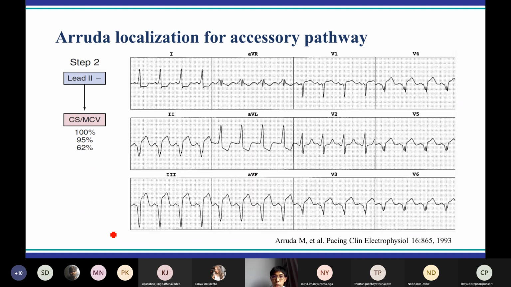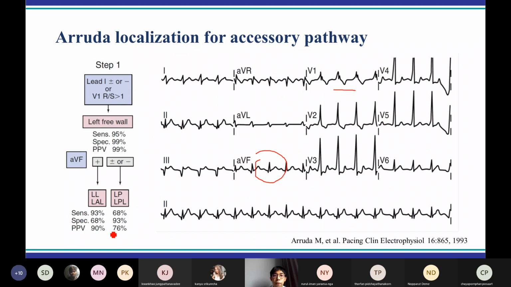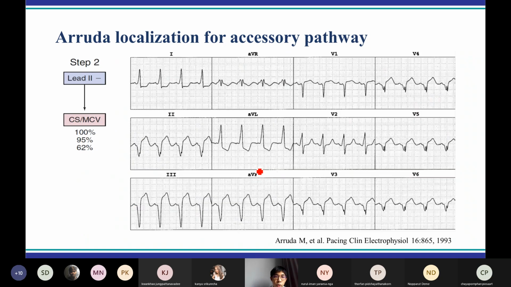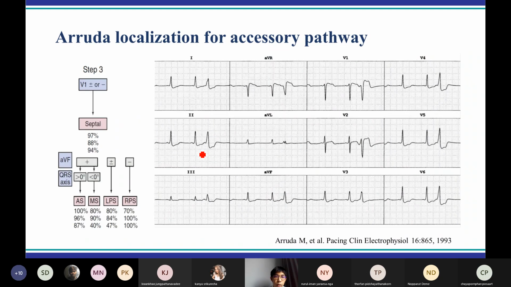And this is step 2. If the ECG is not consistent with step 1, you go to step 2 and look at lead 2. If lead 2 is negative, the delta wave is negative, you can tell that the accessory pathway is in the coronary sinus or in the middle cardiac vein. And if the ECG is not consistent with step 1 and step 2, you go to step 3. In step 3, look at V1, but look at the delta wave.